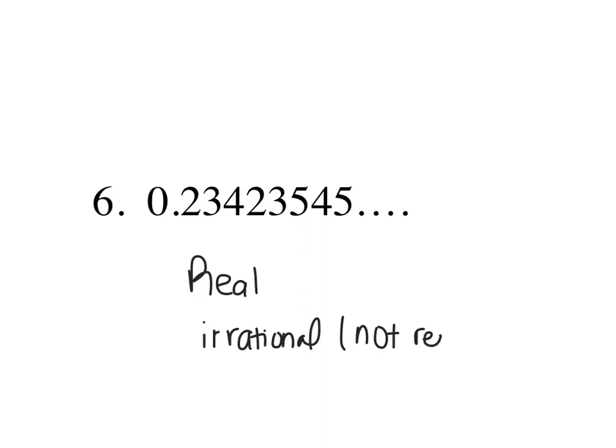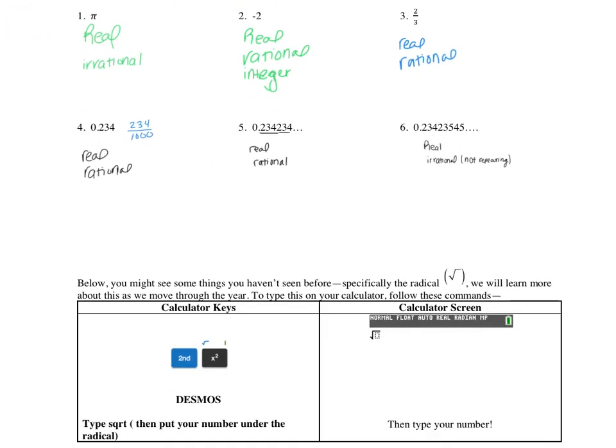I have 0.23423545. Well, we know it's real because everything today is real. But it is not rational. It is irrational because none of my numbers are repeating. So it's not repeating, so it's irrational. Now let's go on to our next set of problems.